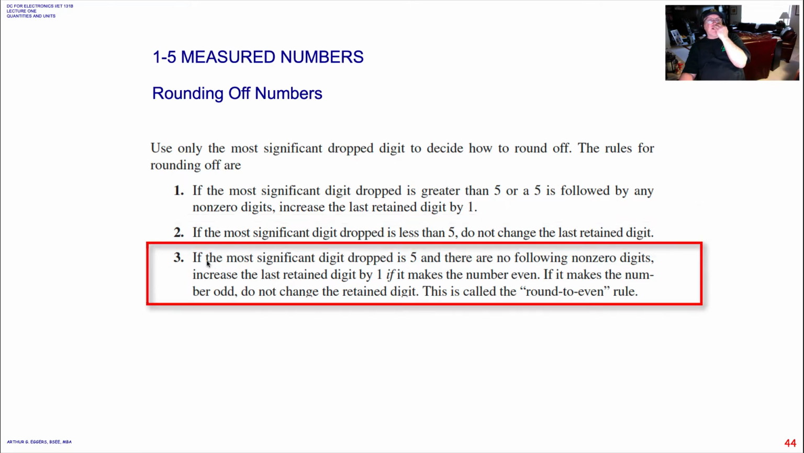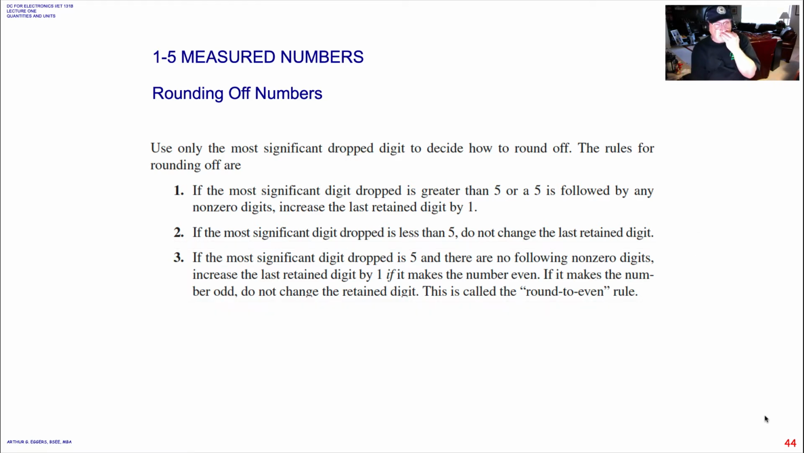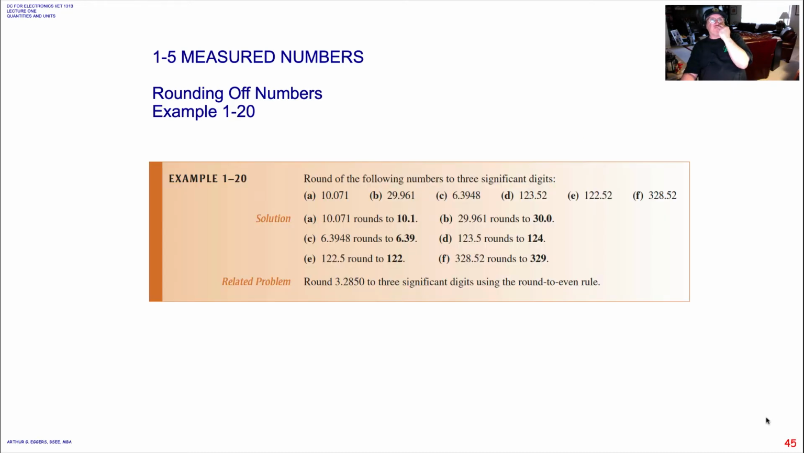And finally, if the most significant digit dropped is 5, and there are no following non-zero digits, increase the last retained digit by 1 if it makes the number even. If it makes the number odd, do not change the retained digit. This is called the round to even rule. Okay, and you'll see these round off rules presented in different ways in different courses, but this is the way your author likes you to use the round off.